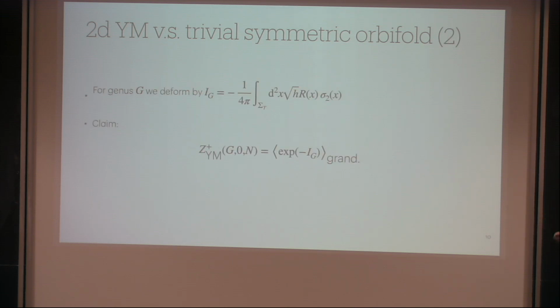Now what about having 2D Yang-Mills on a higher genus surface? What we propose is that free chiral 2D Yang-Mills is a deformation of this trivial symmetric orbifold. This specific deformation is an integral over the target space of the Ricci curvature times sigma. What we claim is that if I calculate this correlation function in the trivial symmetric orbifold, I will get the partition function of 2D Yang-Mills.